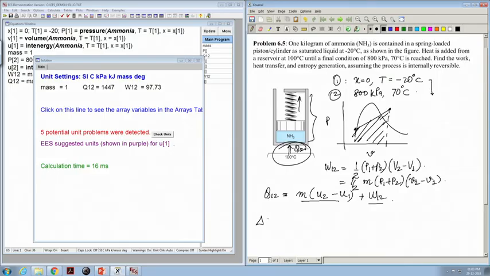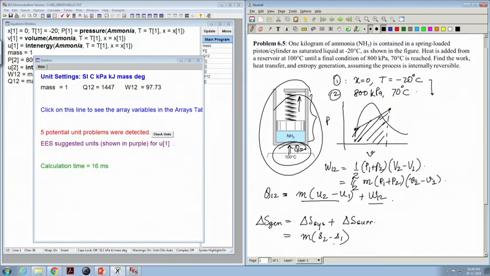So, for the system, delta Sgen. I will not repeat the derivation of this because this is obtained by assuming that this is a single control mass. So, this is equal to delta S of the system plus delta S of the surrounding. Delta S of the system is equal to mass times S2 minus S1, because entropy is a state function. And for the surroundings, if the system receives an amount of heat Q12, the surrounding has lost an amount of heat minus Q12. So, this will be minus Q12 divided by the temperature of the surroundings, which is 100 degrees Celsius, but that has to be converted to Kelvin. So, this will become 373.1.